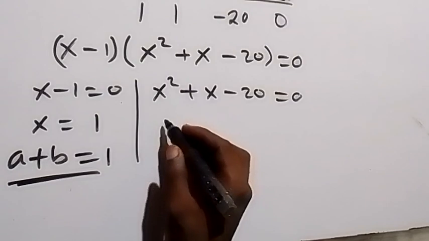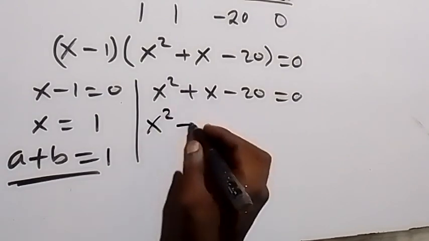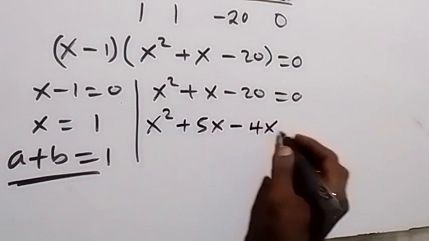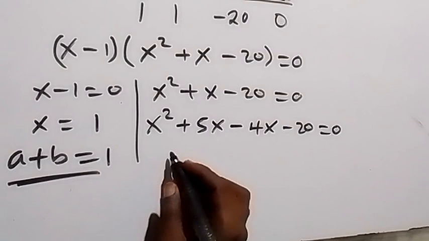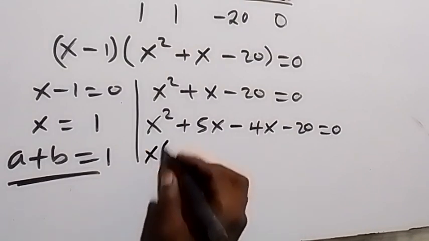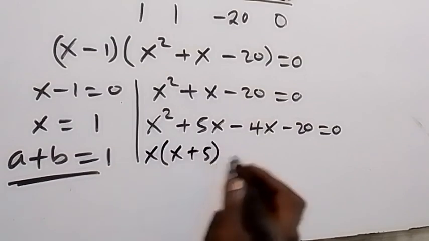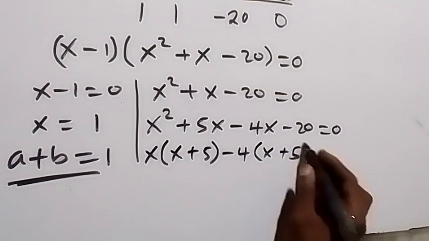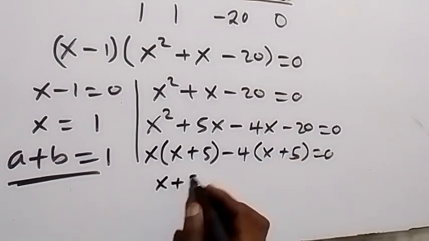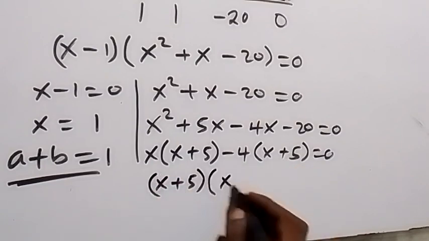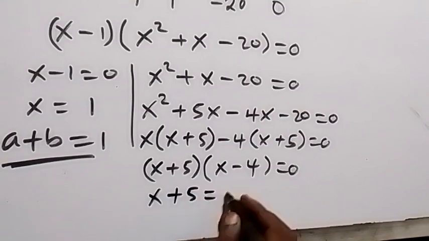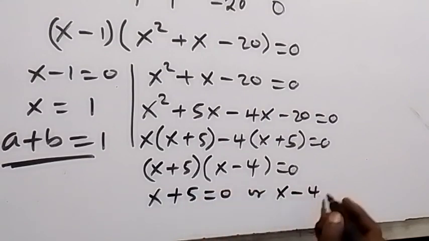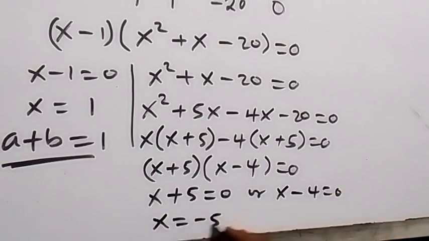Also we can solve the quadratic by factorizing, and this becomes x squared plus 5x minus 4x minus 20 equals 0. Plus 5x minus 4x gives plus x, and when we multiply, we have minus 20. Factoring these, we have x common in the first two, left with x plus 5, then minus 4 common in the last two, left with x plus 5 as well. Then it equals 0. Because x plus 5 is common, we then have x minus 4 equals 0. So the two cases are x plus 5 equals 0, or x minus 4 equals 0. Here x is equal to minus 5, and here x is equal to 4.